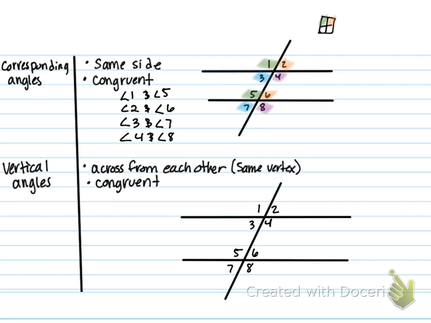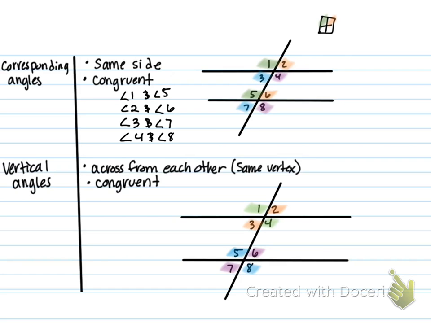Let's say I have angle 1. The vertical angle for number 1 is the one across from it, which is angle 4. The next vertical angle that I see is angle 2. The one across from it would be angle 3, because it's across from it. Another one: if we do angle 5, the vertical angle for number 5 would be 8, and the vertical angle for number 6 would be 7.